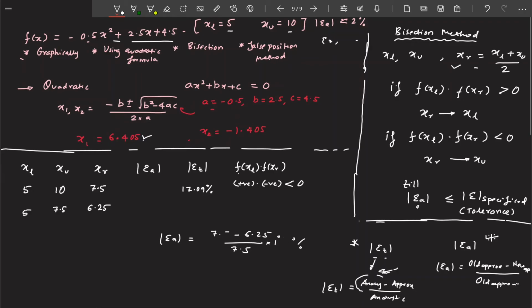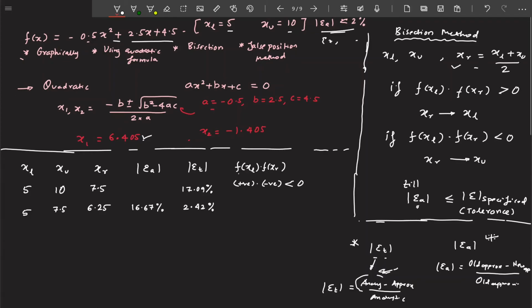So if you do that, the value of the approximate percentage error comes out to be 16.67%. And when you talk about the true error, it comes out to be 2.42. Okay, so understand, we have to stop when the approximate percentage error is less than 2%. It's 16.67, so we'll have to move to the next iteration.